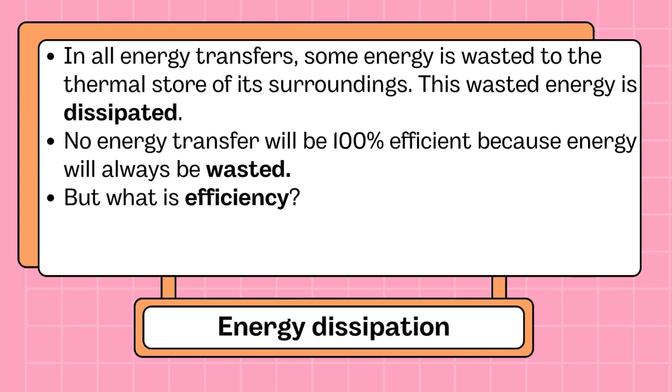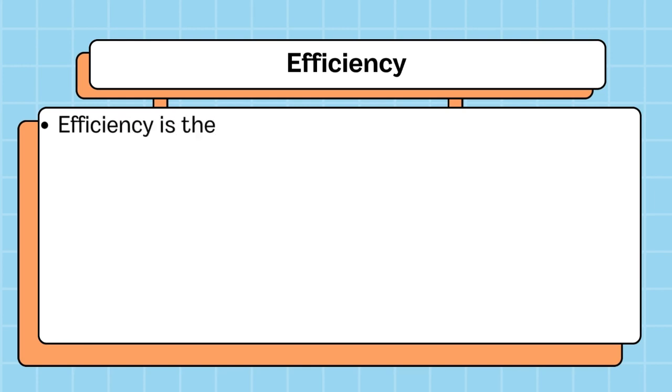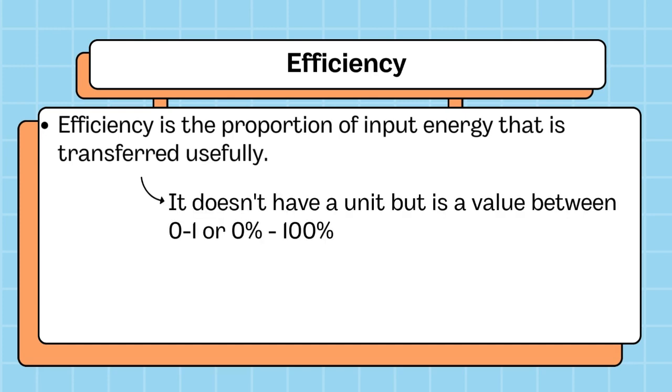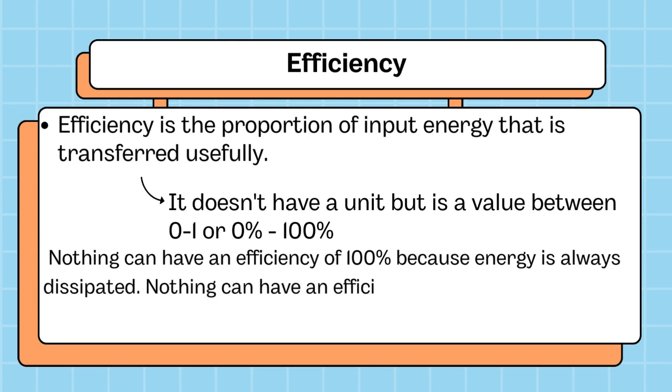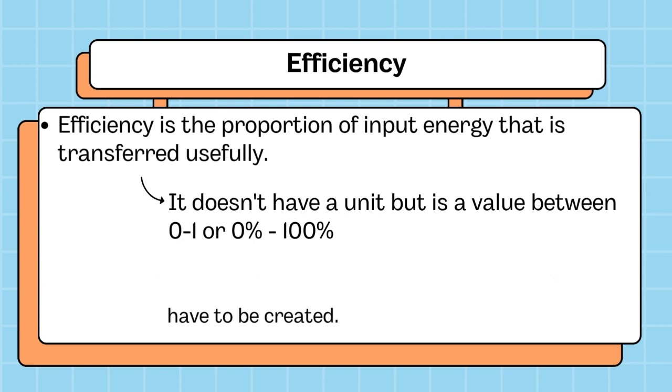But what is efficiency? Efficiency is the proportion of input energy that is transferred usefully. It doesn't have a unit but a value between 0 and 1, or 0% and 100%. Nothing can have an efficiency of 100% because energy is always dissipated. Nothing can have an efficiency of more than 1 because energy would have to be created.